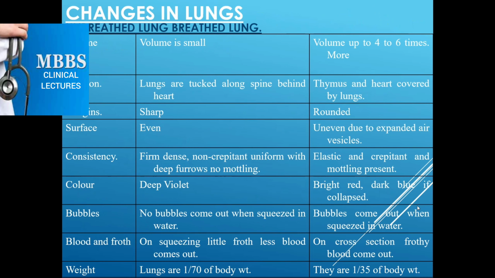Changes in the lungs. This is all about the changes in unbreathed and breathed lungs. When respiration is not established, the lungs are small and tucked along the spine behind the heart. Their margins are very sharp, the surface is even, and the consistency is very dense and non-crepitant, uniform, with deep furrows and no mottling, just like a liver consistency. Color is deep violet.